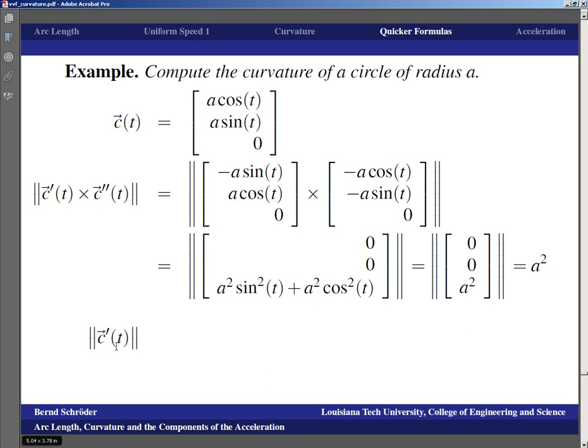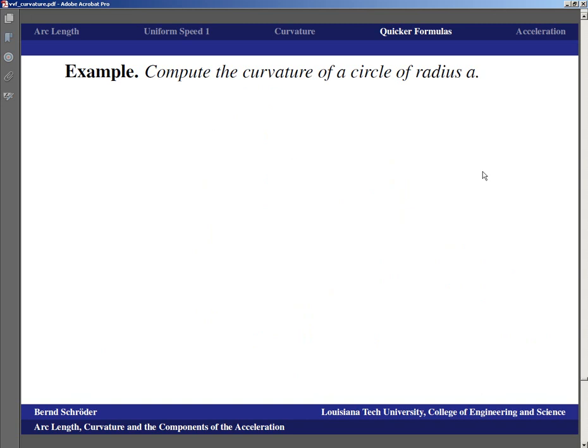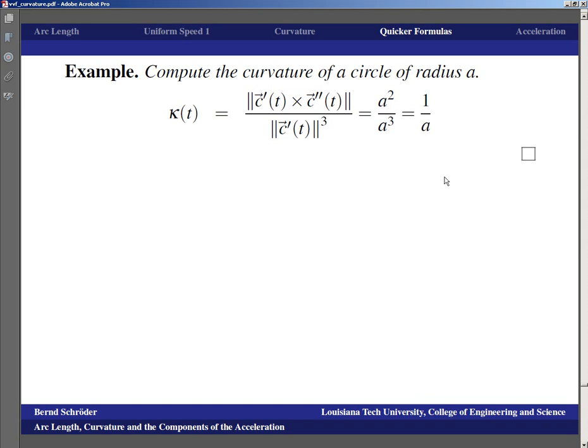We then also need the magnitude of the velocity, we need the speed, so that's the norm of negative a sine t, a cosine t, and 0. So that's the square root of a squared sine squared t plus a squared cosine squared t from here plus 0. Sine squared t plus cosine squared t is 1, so this is the square root of a squared, which is a. And that means that the curvature is the norm of c prime cross c double prime divided by c prime norm cubed, which was a squared divided by a cubed, so the curvature is 1 over a. So that's done.